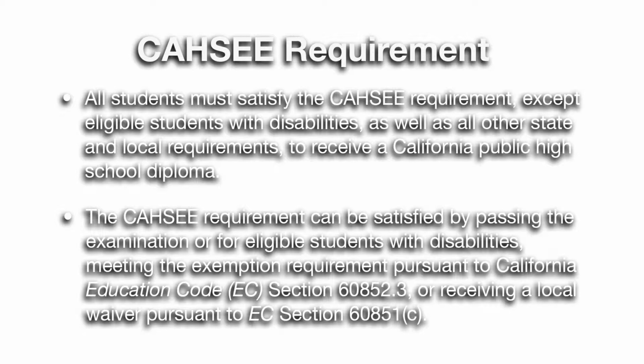The CAHSEE requirement can be satisfied by passing the examination or, for eligible students with disabilities, meeting the exemption requirement pursuant to California Education Code (EC) Section 60852.3, receiving a streamlined waiver, or receiving a local waiver pursuant to EC Section 60851(c). Updated information on the current status of the exemption, alternative means implementation, the local waiver process, and the streamlined waiver process can be found on the CDE CAHSEE Program Resources webpage.